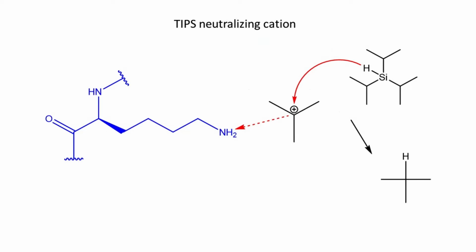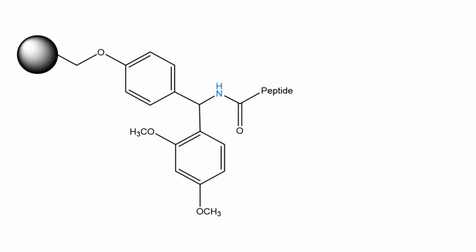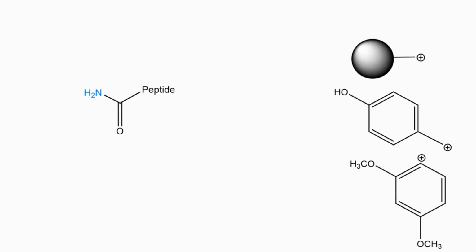TIPS is used as a scavenger that collects cation side products, like the tert-butyl in this example. Without a scavenger like TIPS, these cations can react with the side chains of amino acids and form undesired side products. TFA cleaves the resin from the linker at multiple sites, which causes several cations to form. These cations are similarly neutralized by TIPS.